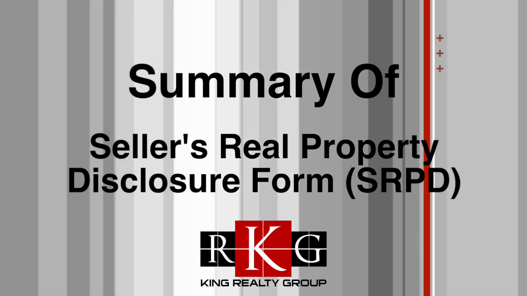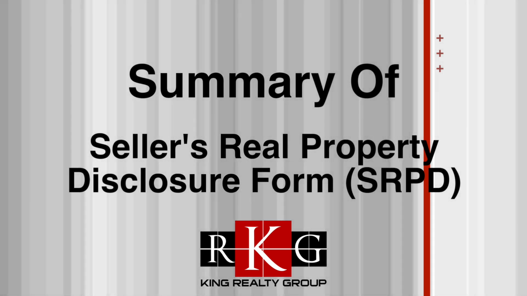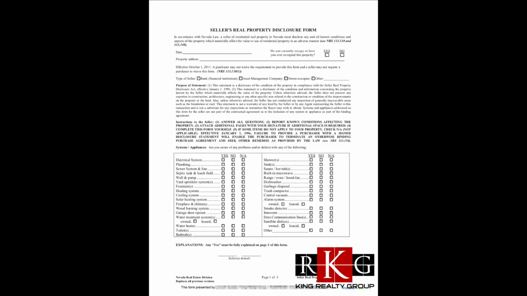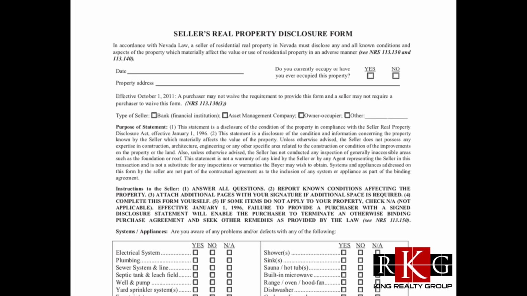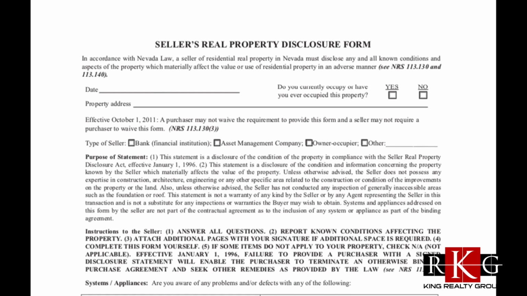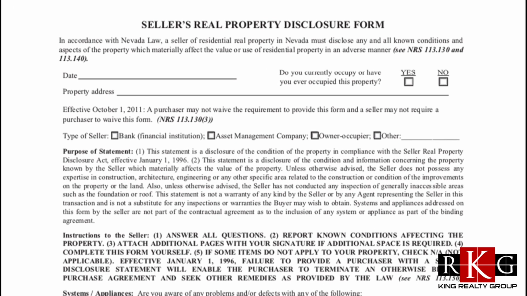Summary of Seller's Real Property Disclosure Form. In accordance with Nevada law, a seller of residential real property must disclose any and all known conditions and aspects of the property which materially affect the value or use of residential property in an adverse manner. Commonly referred to as the SRPD, the purpose of the form is to make the buyer aware of the overall condition of the property before it is transferred.